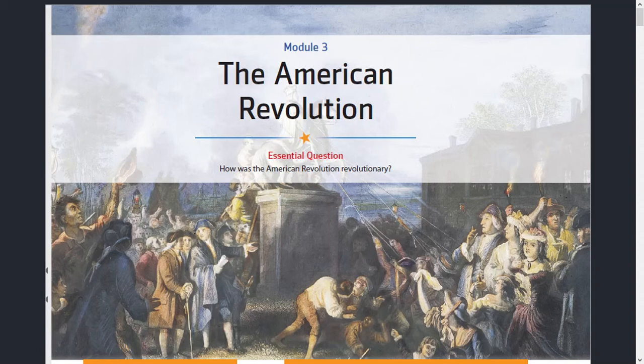So the textbook is organized with essential questions, and these are really important for you to put into your notes and for you to remember. Here's the essential question for Module 3. How is the American Revolution revolutionary?